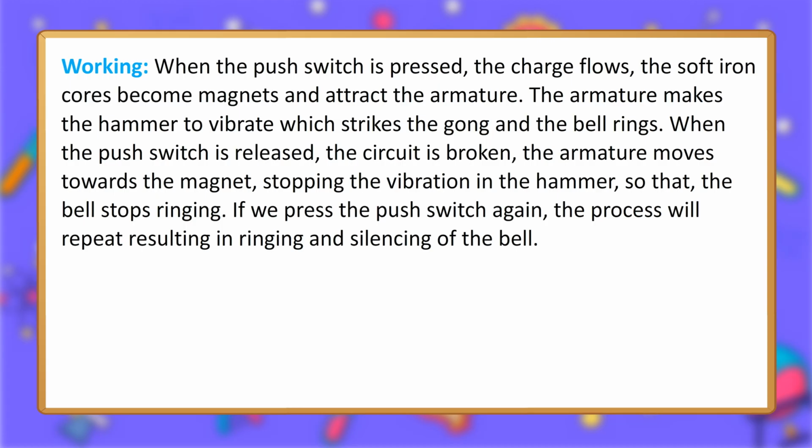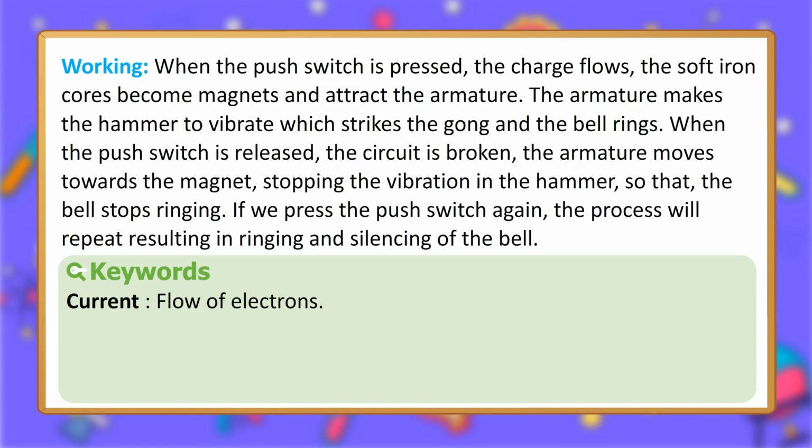Working. When the push switch is pressed, the charge flows. The soft iron cores become magnets and attract the armature. The armature makes the hammer vibrate, which strikes the gong and the bell rings. When the push switch is released, the circuit is broken. The armature moves away from the magnet, stopping the vibration in the hammer, so that the bell stops ringing. If we press the push switch again, the process will repeat, resulting in ringing and silencing of the bell.